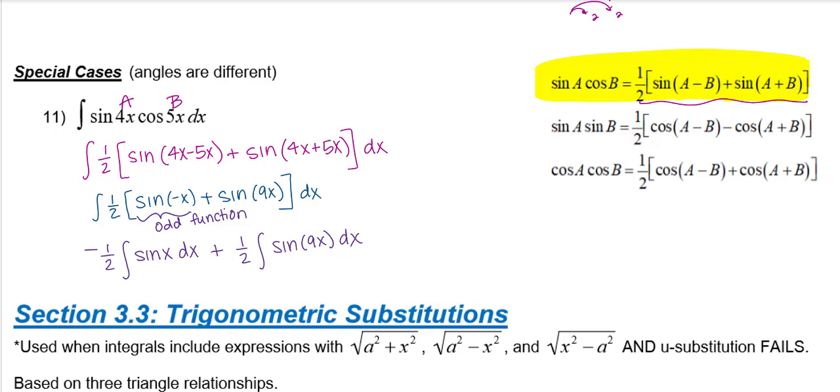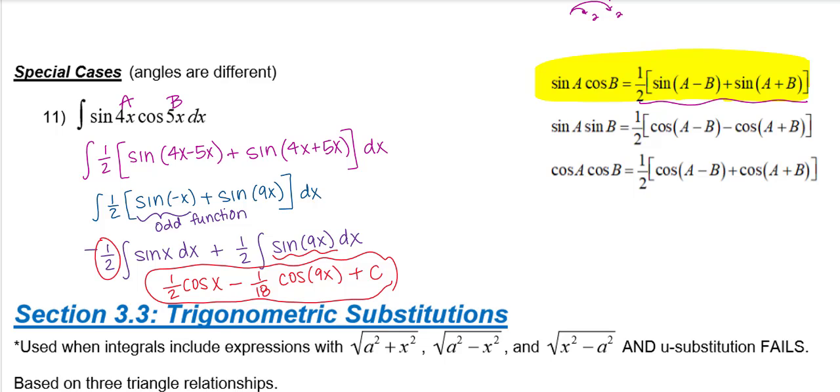So the antiderivative of sine will be a negative cosine, which will turn that negative half into a positive half. And then again, the antiderivative of sine of 9x will be a negative cosine of 9x divided by a factor of 9, which will make this 1/18. And don't forget your plus c.